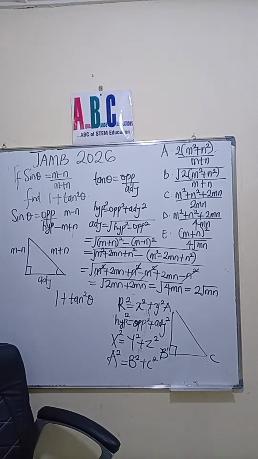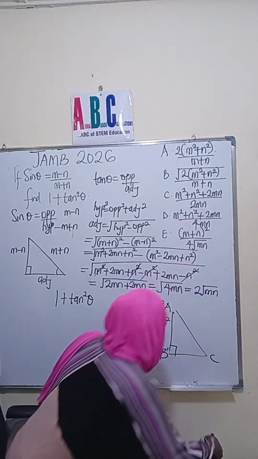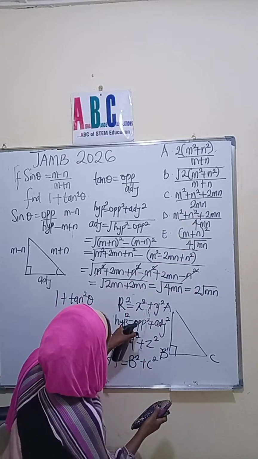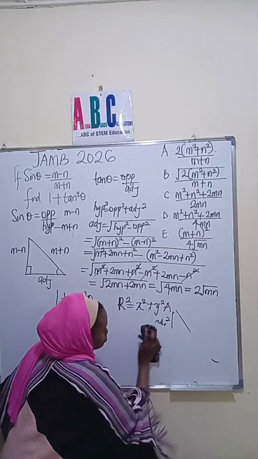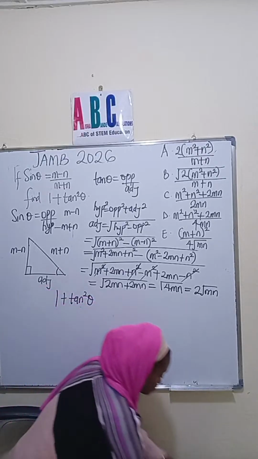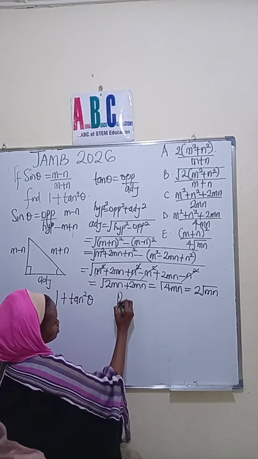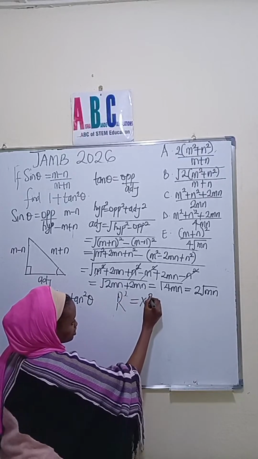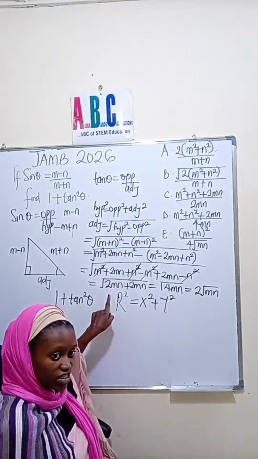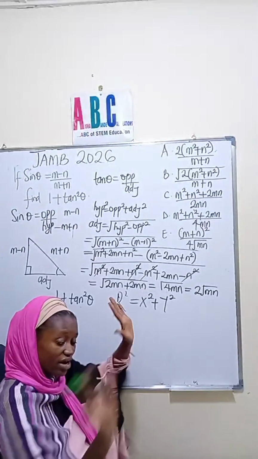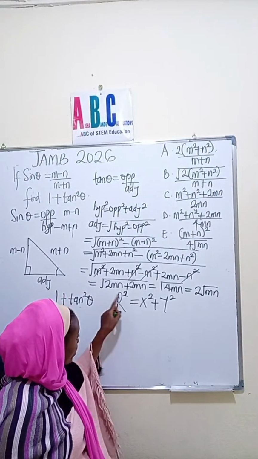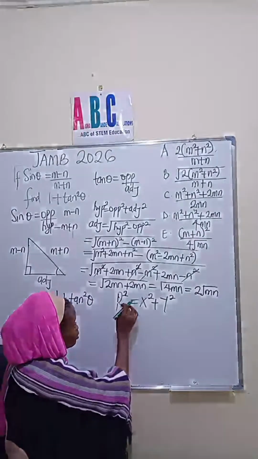I have to put the square root because, let me clean this and use it to explain to you. Jennifer, look at this. You said the question you have is R square is equal to x square plus y square, right? What you are looking for is not R square, it's just R. You are not required to find R square, you are required to find just R.